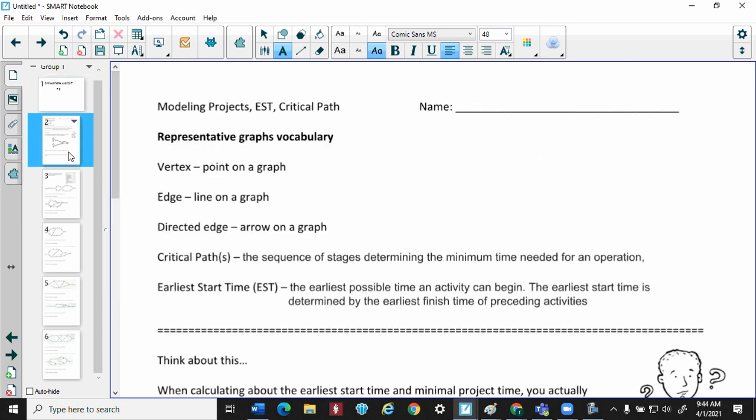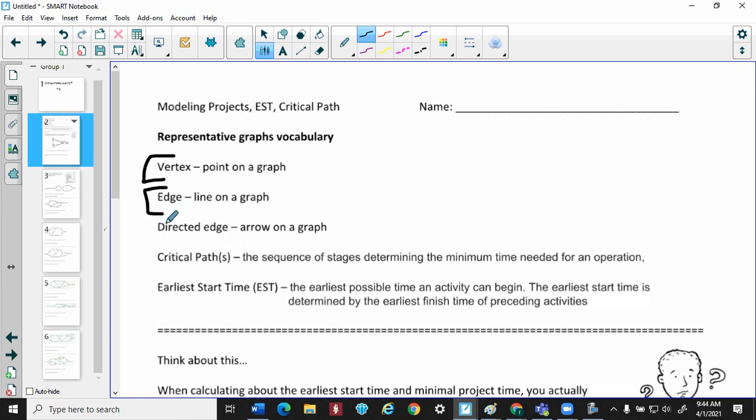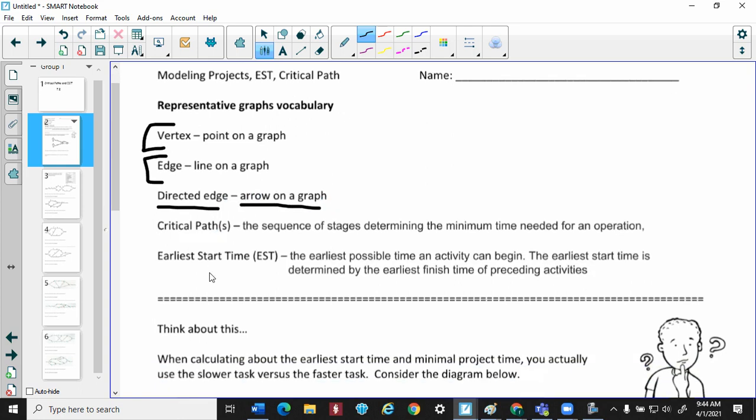Now, first off, what we're dealing with is some vocabulary that we've already seen before. You should already know, especially if you watched the first video, what a vertex is as well as what an edge is. Something you may not know is what a directed edge is, which is very simply an arrow on a graph. And lastly, the two things we're going to be talking about are the critical paths and the EST, which is the earliest start time.